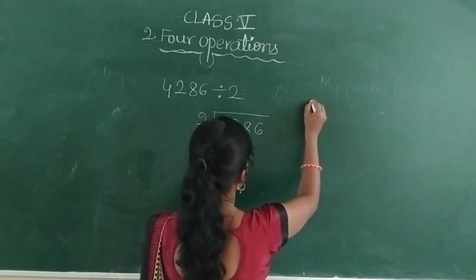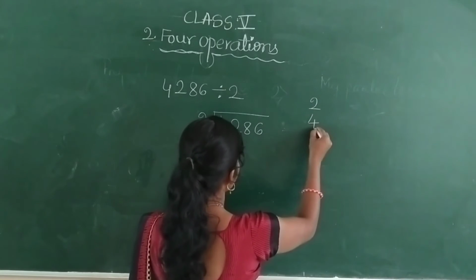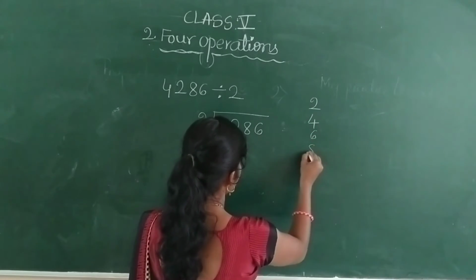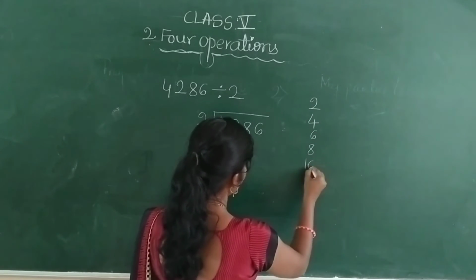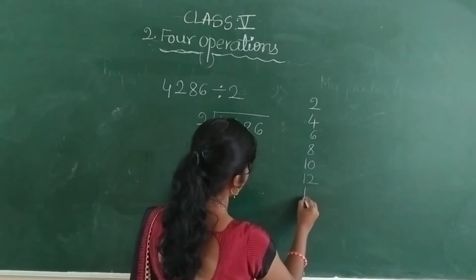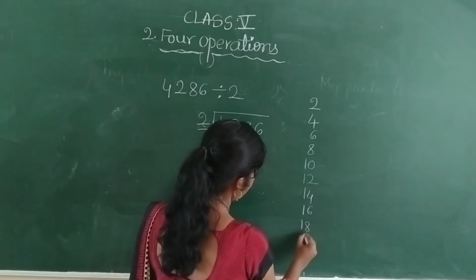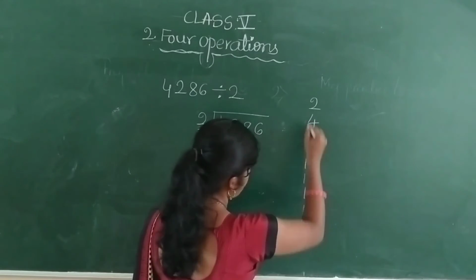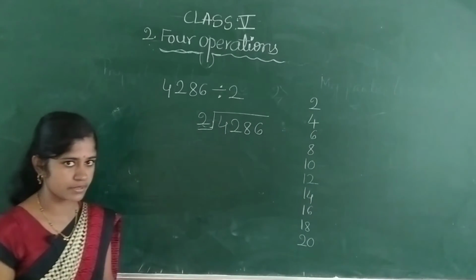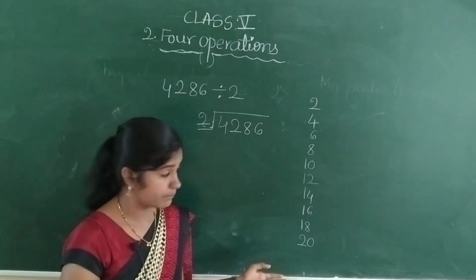See here, for your understanding purpose, I will write the tables here. So take 2 1s are 2, 2 2s are 4, 2 3s are 6, 2 4s are 8, 2 5s are 10, 2 6s are 12, 2 7s are 14, 2 8s are 16, 2 9s are 18, 2 10s are 20. So I wrote the tables here. Okay.